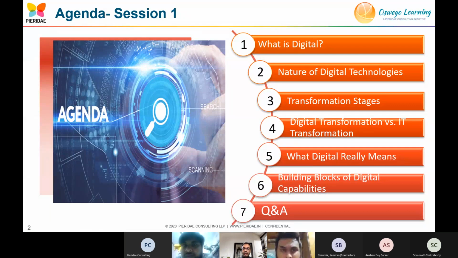These are the agenda for today. Means we are going to discuss what is digital. Everybody is saying digital transformation, digitization, digitalization. There are so many terms. So what those are actually referred to. So we need to learn that.